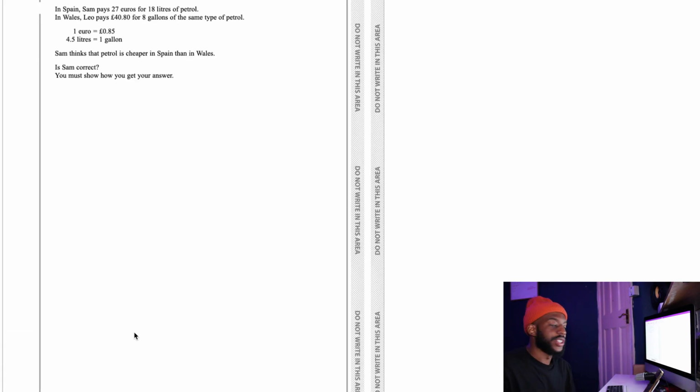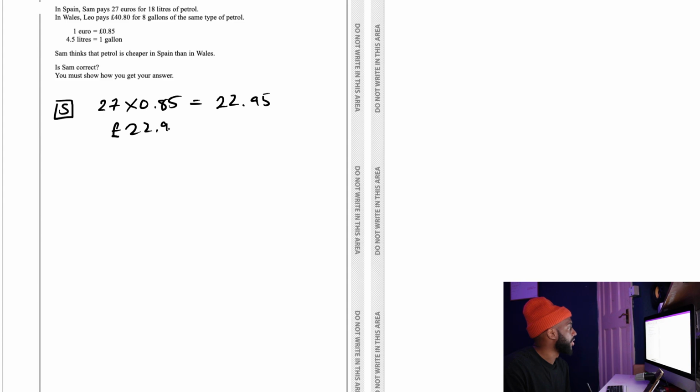Now we're looking at a conversion question. So let's work out how much Sam's paying first in pounds, because I want to get them both into pounds and litres. So Spain: if he's paying 27 euros, we need to change that into pounds. So we're going to do 27 times 0.85. That gives us 22.95, which means he's spending £22.95 on 18 litres of petrol.